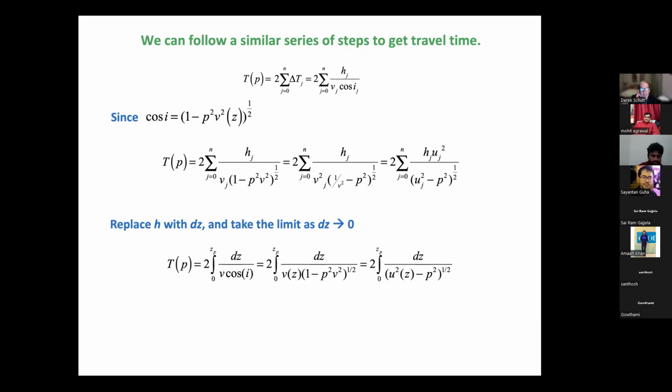We can follow a similar series of steps to get travel time. And I won't, this is just algebra here. And then I will say that the travel time equals 2 times the integral from 0 to z sub p of dz over the square root of u squared minus p squared. So if we can write our velocity structure down as a function of z, we can calculate the arrival time and the distance that any ray travels. So that's quite useful.